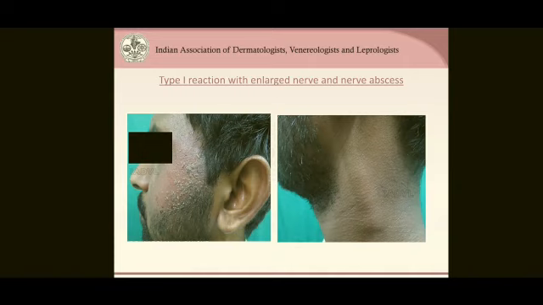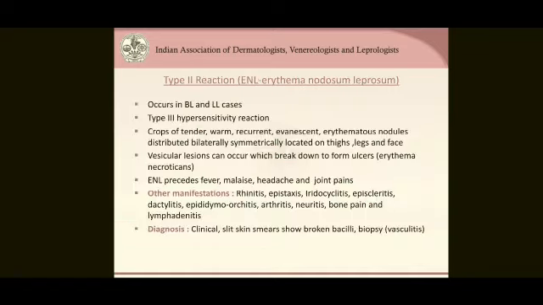Type 1 reaction, here in this picture you can see, in the first picture the patch is erythematous, edematous, and in the second picture you can see the enlarged greater auricular nerve, and the nodulation what you can see faintly is nothing but the nerve abscess. It is better felt than seen, nerve abscess.